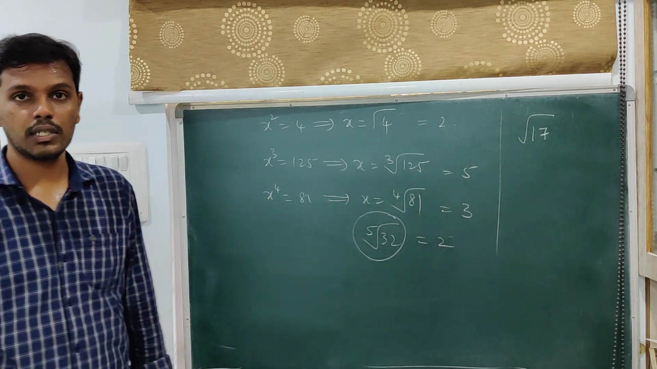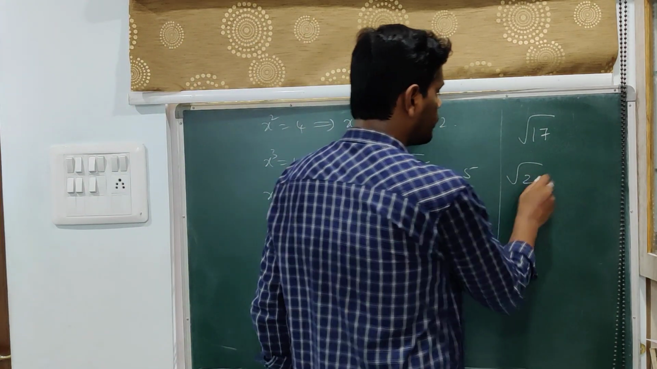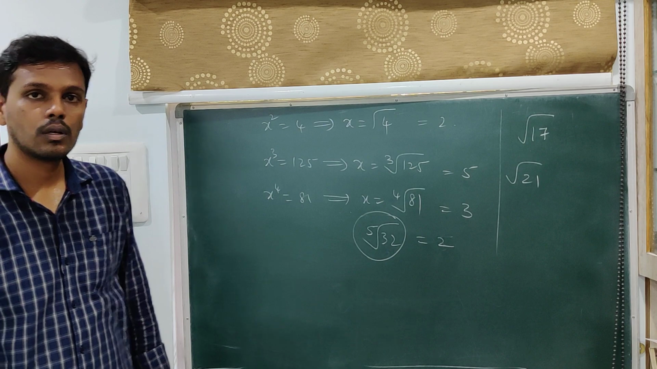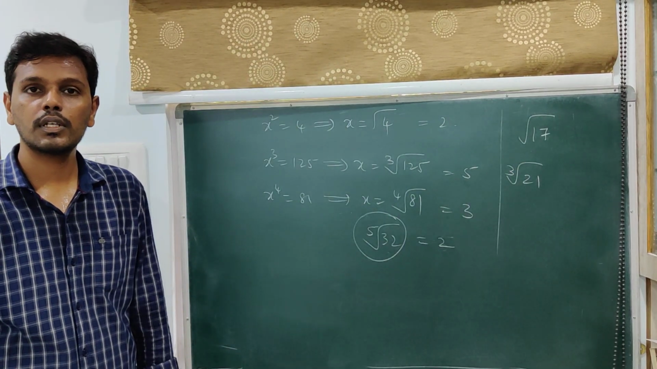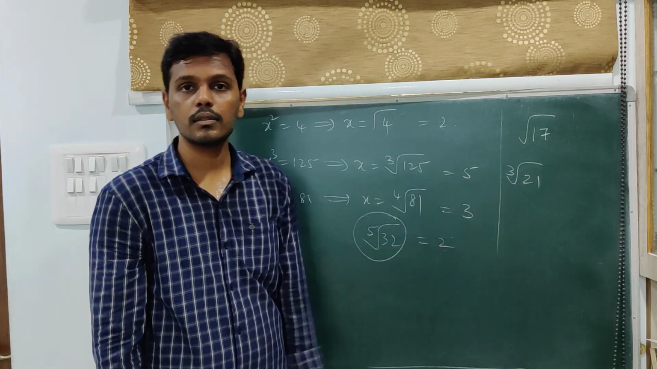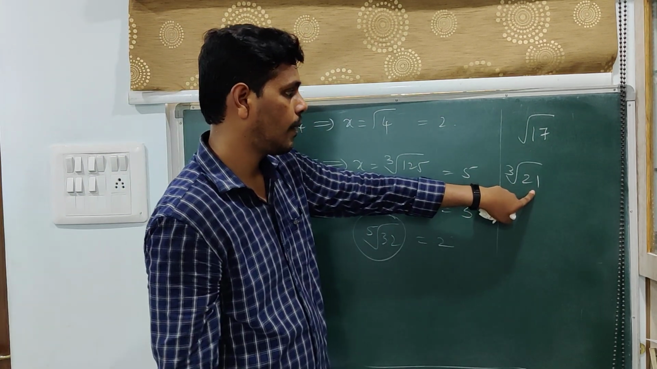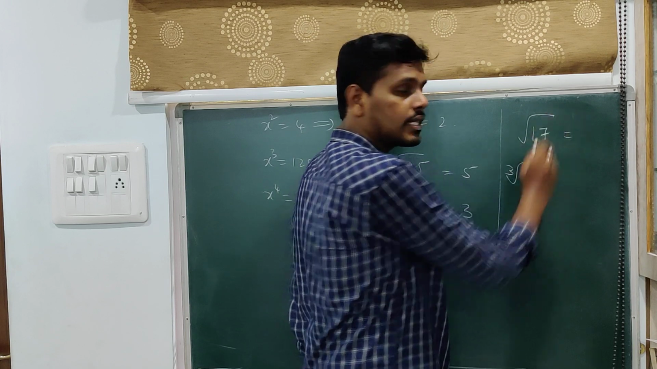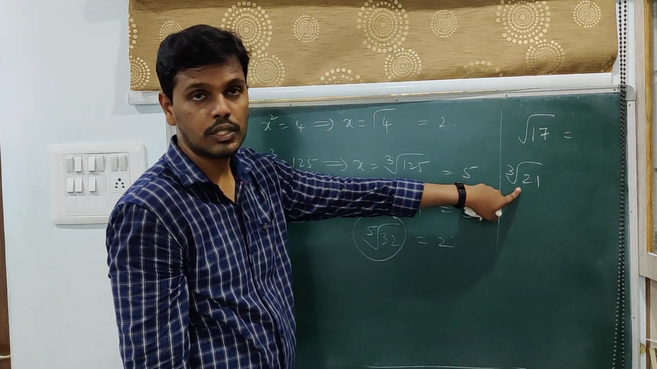4 square is 16, but it is not 17. Or say 21: is there any number whose square gives you 21? Or say the cube root of 21: is there any number whose cube gives you 21? There are no numbers whose cube gives you 21, whose square gives you 17. Therefore, you cannot extract the square root over here and you cannot extract the cube root here.